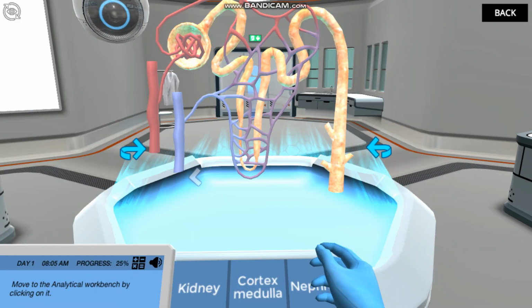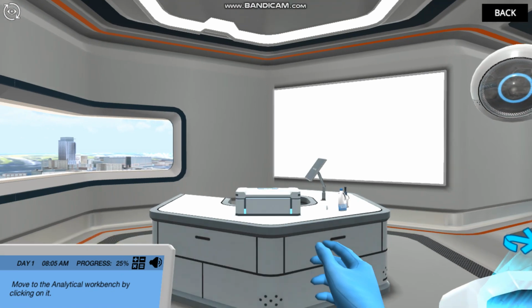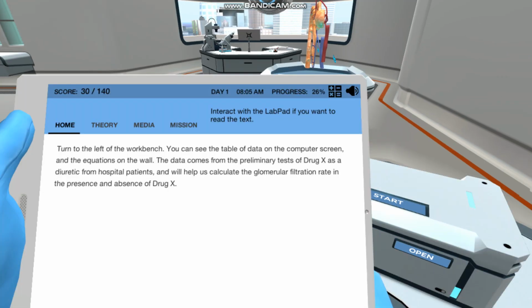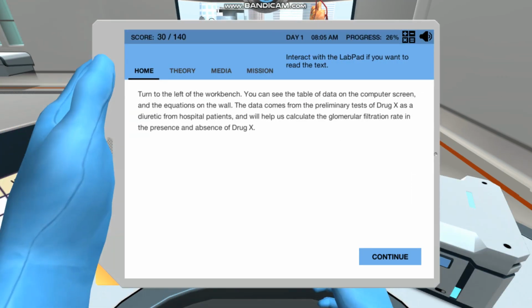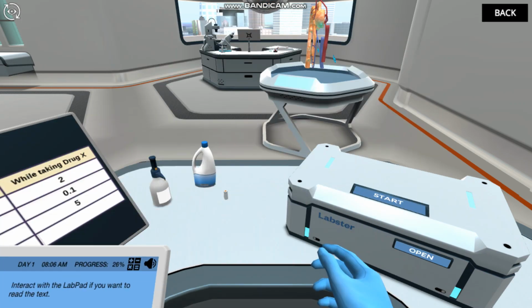Move to the analytical workbench by clicking on it. Turn to the left of the workbench. You can see the table of data on the computer screen, and the equations on the wall. The data comes from the preliminary tests of drug X as a diuretic from hospital patients, and will help us calculate the glomerular filtration rate in the presence and absence of drug X.